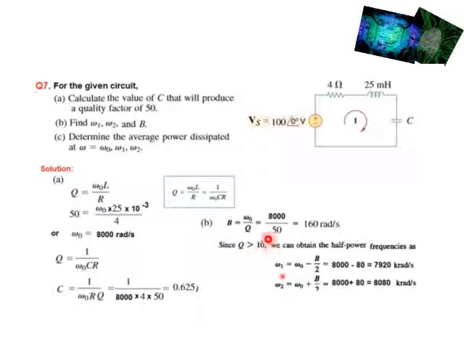Since Q is more than 10, the value of Q given is 50, we can use the approximation equations. Omega 1 is approximately omega 0 minus B over 2, and omega 2 is omega 0 plus B over 2. Solving this, we have omega 1 as 7920 radian per second, and omega 2 as 8080 radian per second. So we solved B.